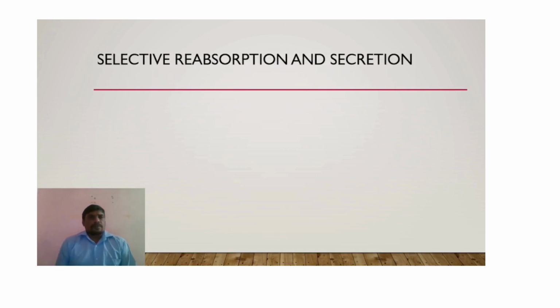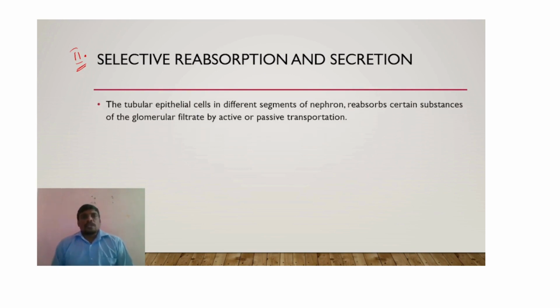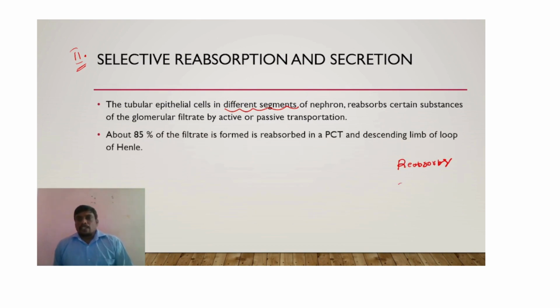Now, the second step in urine formation is selective reabsorption and secretion. The tubular epithelial cells in different segments of the nephron play an important role in selective reabsorption and secretion. They are able to reabsorb various substances of the glomerular filtrate by active or passive transport. Approximately 85% of the filtrate is reabsorbed in the PCT itself and the descending limb of the loop of Henle.